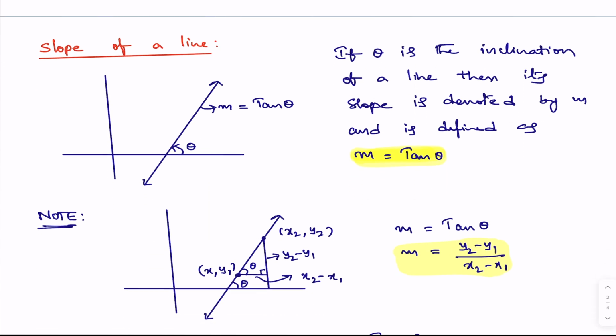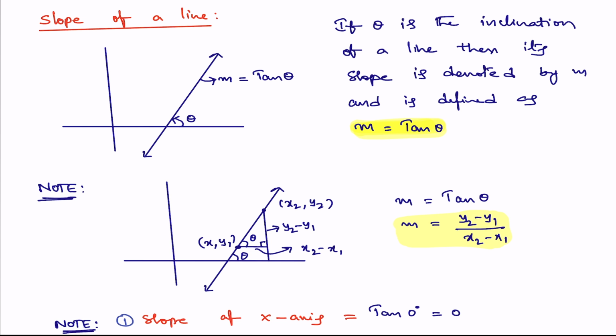Next, slope concept. What is slope of a line? If theta is the inclination of a line, then the slope of a line, m, is defined as m equal to tan theta. If a line passes through 2 points (x1, y1) and (x2, y2), then to find the slope of the line, what formula do we use? y2 minus y1 divided by x2 minus x1.